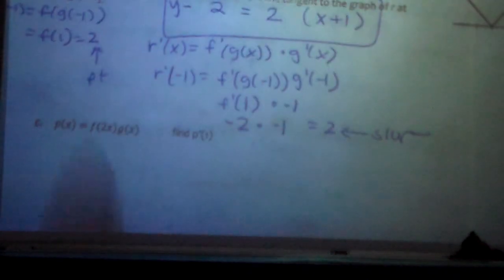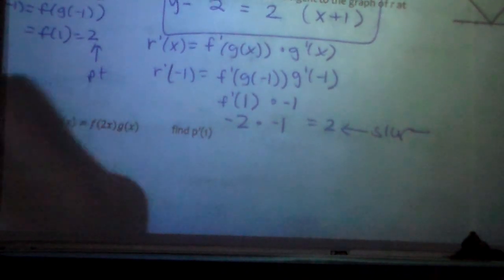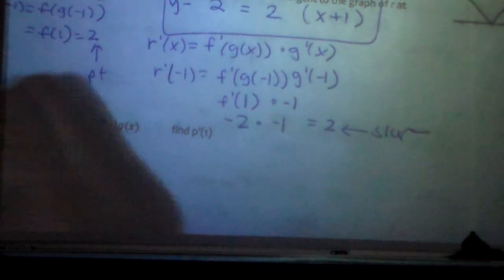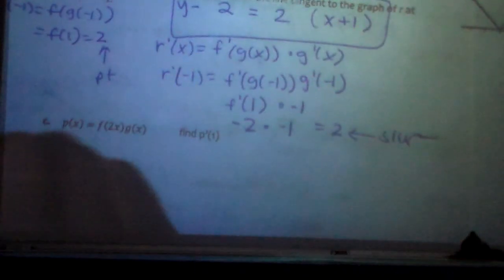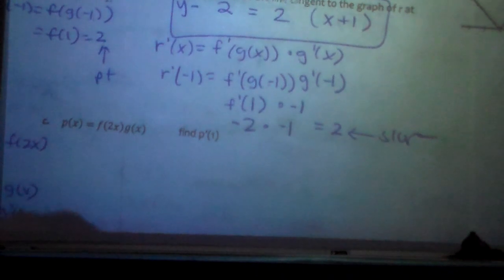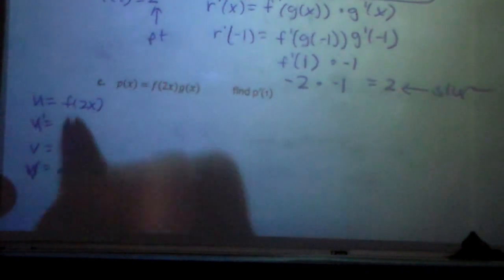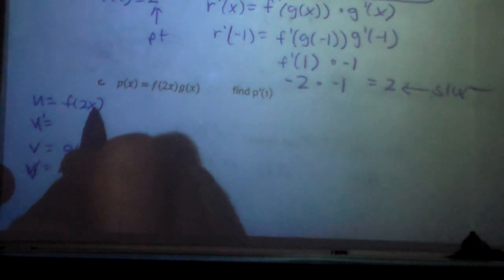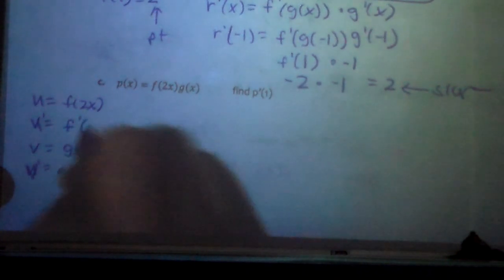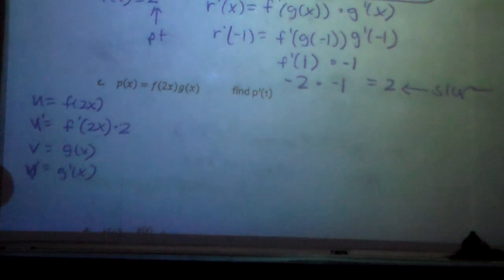Next one, so this is product rule, u prime v plus u v prime. U is f of 2x, v is just g of x, so v prime is easy, it's just g prime of x. Now the u prime is a little bit trickier because this is actually chain rule. So I'm still taking derivative of the outside, leave the inside alone, but then I need to multiply by the derivative of the inside, so that would be a 2.